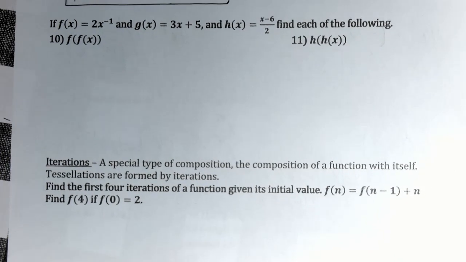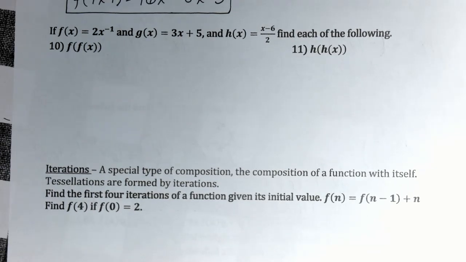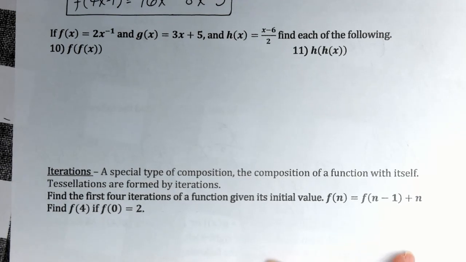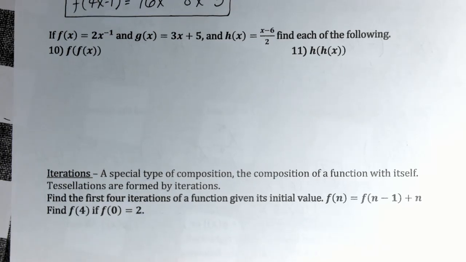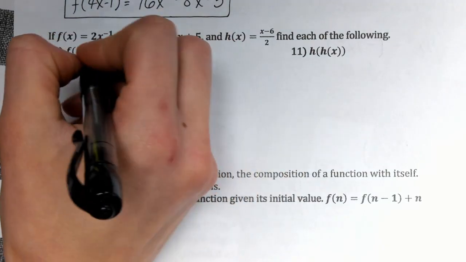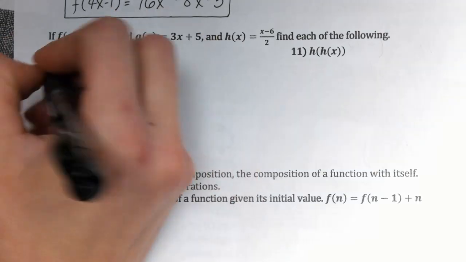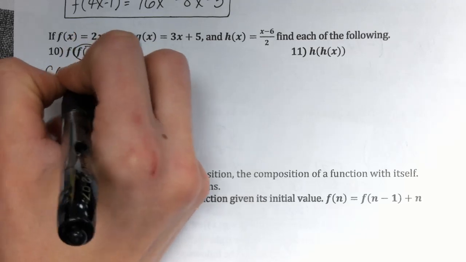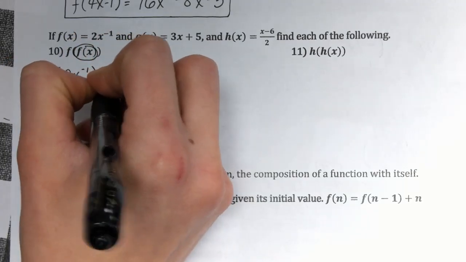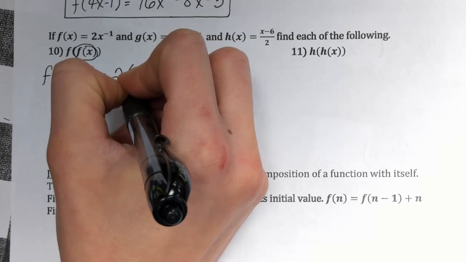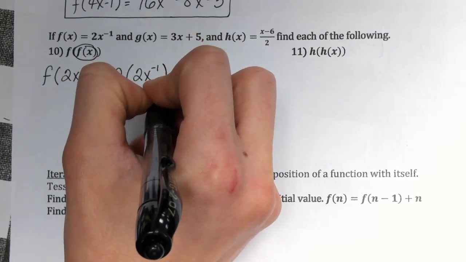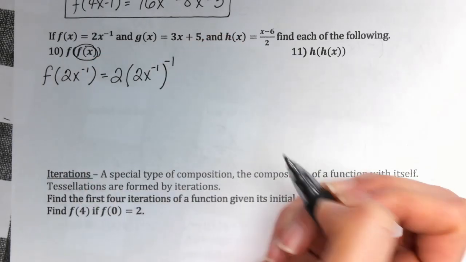If f of x equals 2x to the negative 1, and g of x is equal to 3x plus 5, and h of x is equal to x minus 6 divided by 2, find each of the following. Alright, f of f of x. So I'm taking what f of x is and plugging it into itself. So I'm taking f of what? Okay. So I have 2 times, in parentheses, 2x to the negative 1 power, all raised to the negative 1 power.